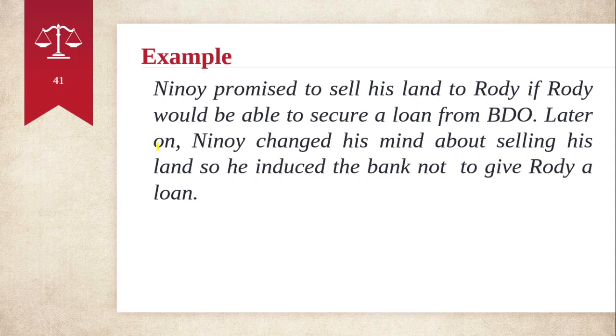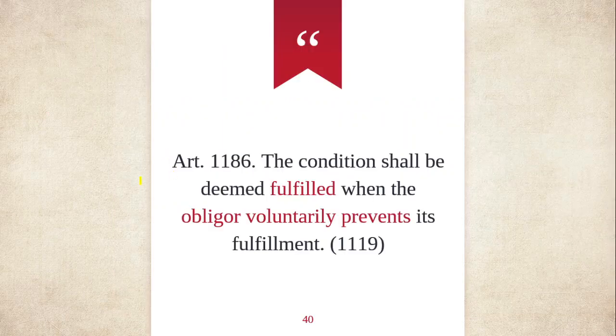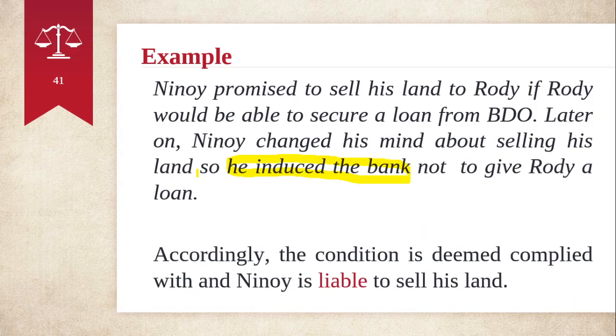So, what he did, he induced the bank. Ayan. So, sinabotahe niya ang BDO para hindi mahatagan ng loan si Rodi, para hindi matuloy ang pagbili ni Rodi ng lupa kasi ayaw niya nang ibenta. So, in this particular example, the obligor voluntarily prevents. Ayaw niya nang mangyari ang kondisyon. Therefore, the condition is deemed complied with. Okay? It's as if nangyari ang kondisyon and Ninoy now is liable to sell his land.